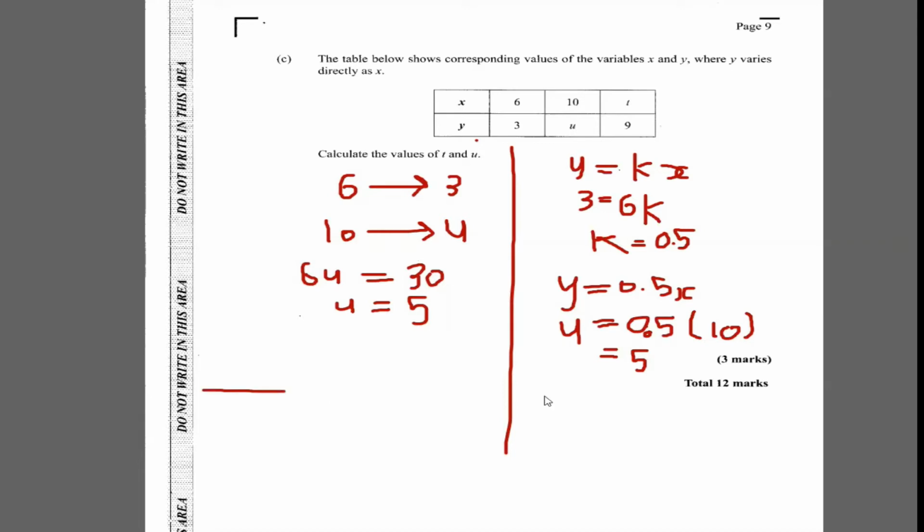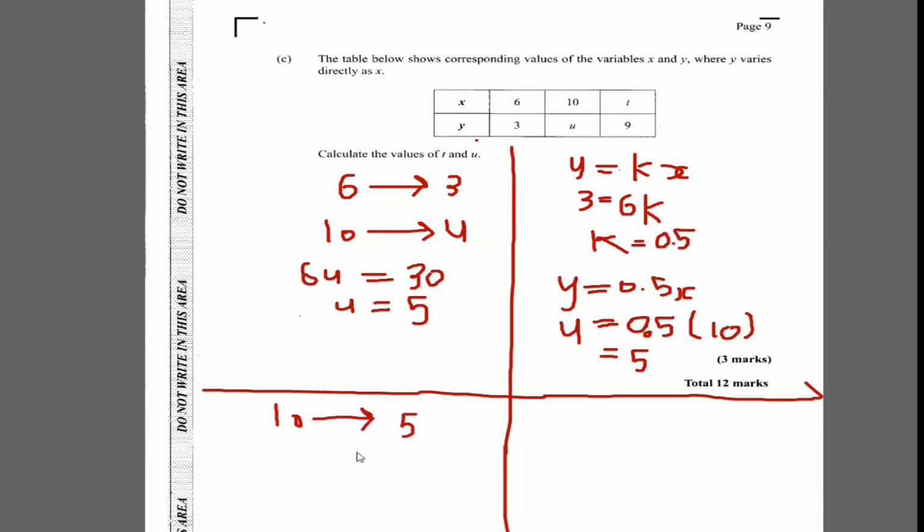All right. Now, the next part. It says when x is t, y is 9. Again, you can choose any one of these ways you want to find out. I really like to stick to the simple proportion method. So using the simple proportion method, we could say that when x is 10, it maps to a y value of 5. And so when x is this t value, y is 9.